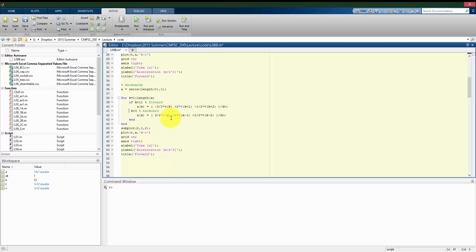And I'll actually switch these around. Again, it won't work with k values less than 3. And otherwise, I want to use the forward differentiation.